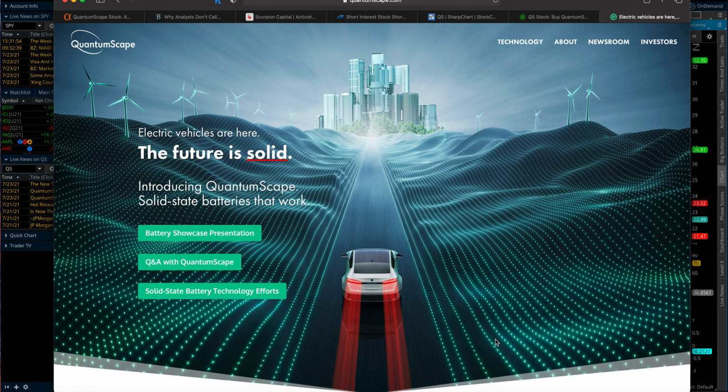All right, so we got some crazy earnings coming up with this one stock that I can't stop looking at, and that is QuantumScape. Now, you're probably wondering, why would I pick such a risky stock to invest in? That's because I see a potential upside depending on how this earnings report goes.